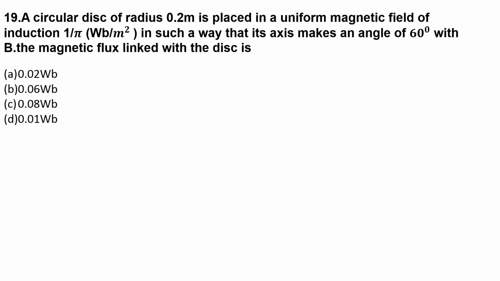Here the radius of the disc is 0.2 meter and the disc is placed in a uniform magnetic field of induction 1 by pi Weber per meter square, in such a way that its axis makes an angle theta of 60 degree with the magnetic field B. The magnetic flux linked with the disc is asked.